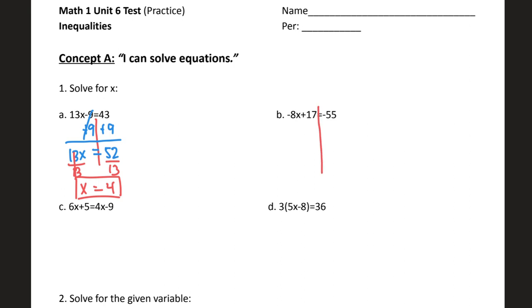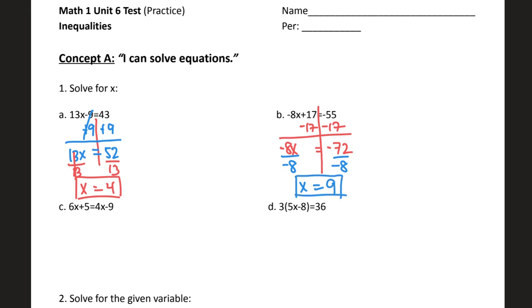All right, number 2, same thing. We have to undo addition, subtraction first. So I'm going to subtract 17. So then I have negative 8x is equal to negative 72. And then I'm going to divide both sides by negative 8. So we get x equals 9.